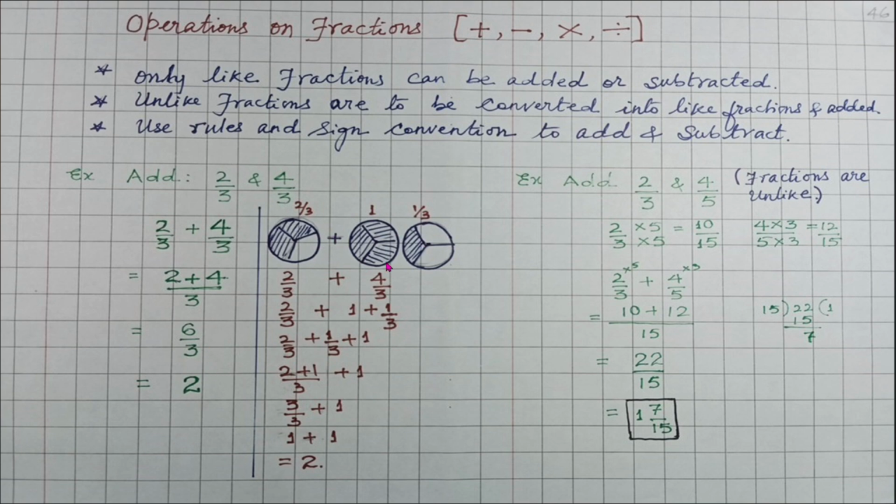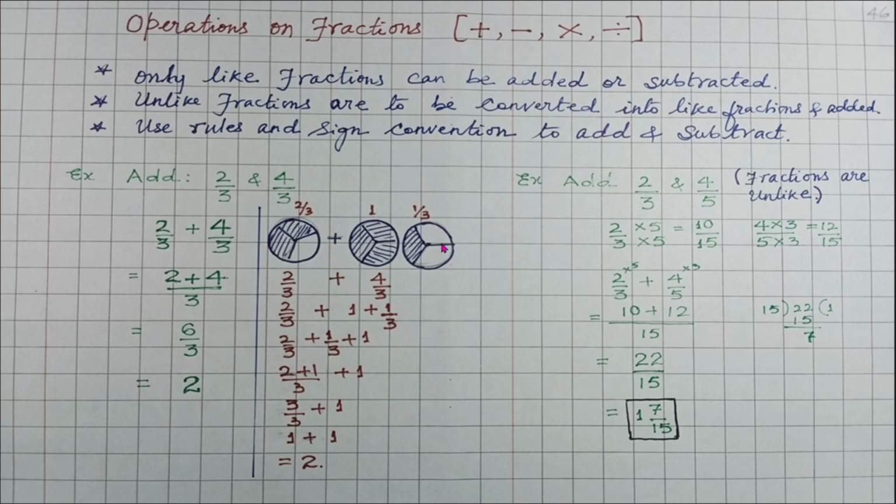Now with the help of a figure, the diagram here, this is 2 by 3 because the circle is divided into 3 parts and 2 parts are chosen. Here a circle is divided into 3 parts, and all the 3 parts are chosen, so therefore it is 3 by 3, it is 1, and 1 part is chosen out of 3, therefore it is 1 by 3.